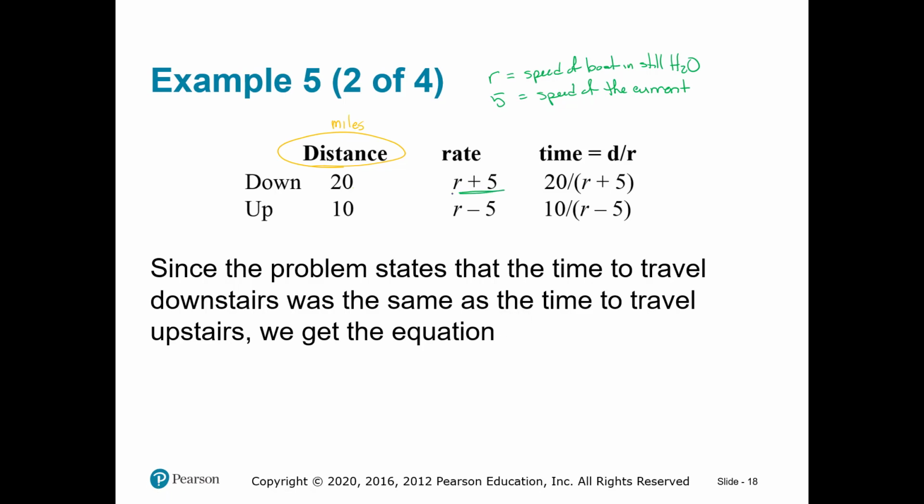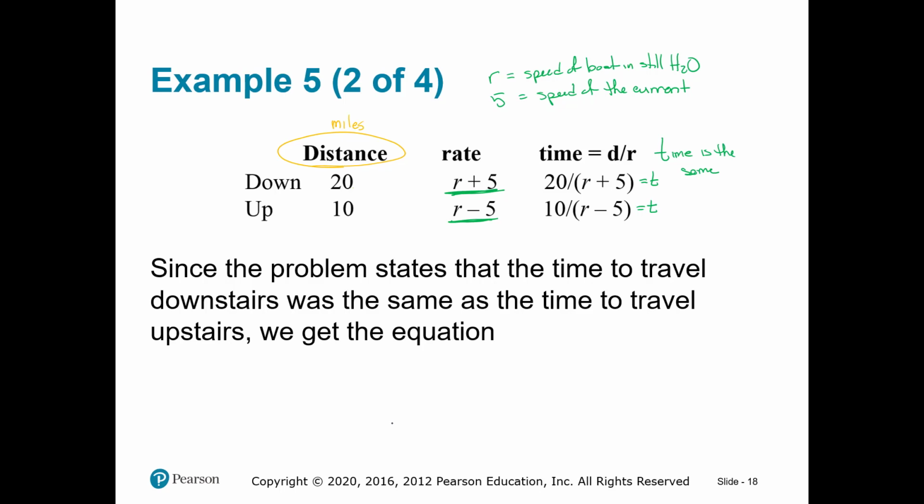Downstream, we said, was an addition problem: the boat speed plus the 5 of the water. The rate for the upstream is subtraction: boat speed minus the speed of the water, because now he's going to go slower. The time is the same, is what they said in the problem. So both of these are equal to time, aren't they?